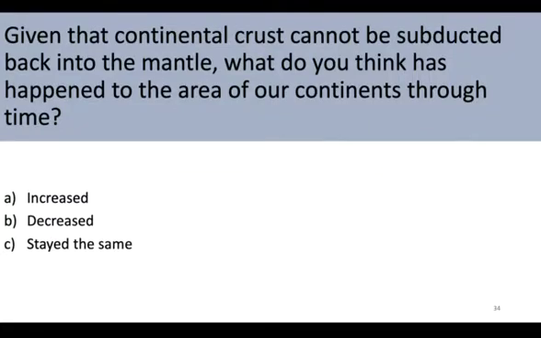So for the next question, think about continental crust and the fact that continental crust cannot ever be subducted back into the mantle. It is not dense enough. So what do you think has happened to the area of our continents through time? If continental crust can never be subducted, what do you think has happened? If you're thinking that the area of our continents must have increased because it can't have decreased, you're exactly right.